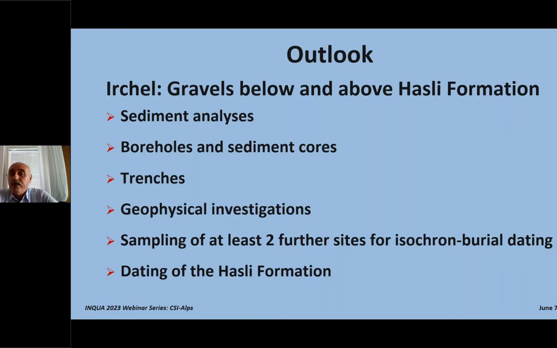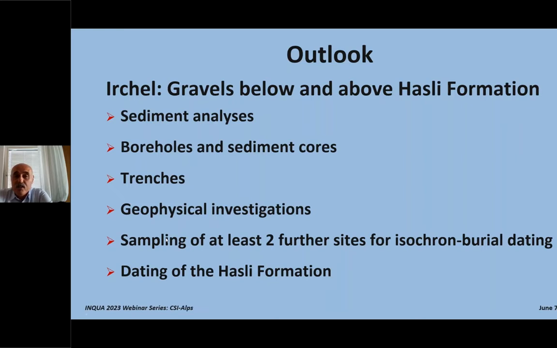Now, what we do next, of course, we are still struggling with or contradicting the mammal Neogene zone 17, which is found in gravels and in the Hasli formation. Therefore, what we do is we go for the below and above the Hasli formation. We do again sediment analysis. We do boreholes and sediment cores. We open trenches.